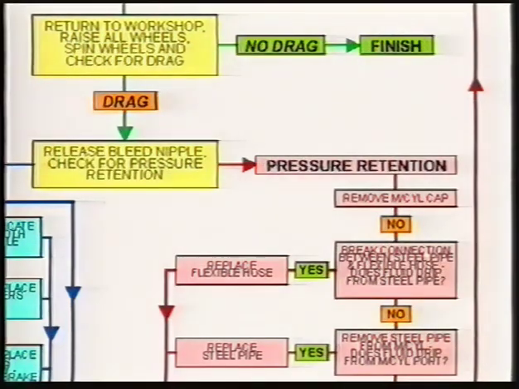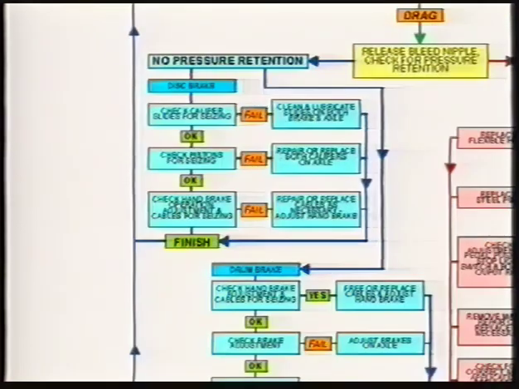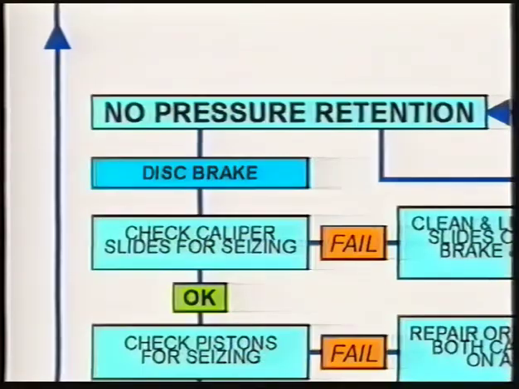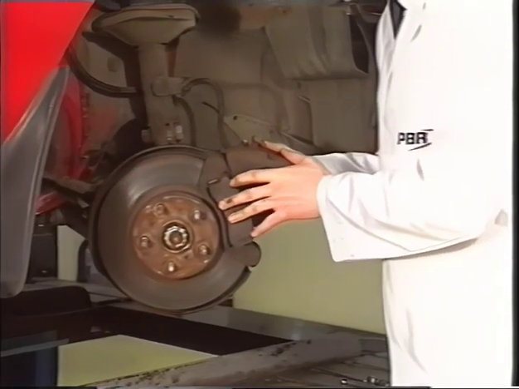Now, before we leave the pressure retention path, here's a hint to help speed the diagnostic process. If two or more wheels are dragging, the problem will most likely lie in the master cylinder area, making it safe to proceed straight to the step on the flowchart that asks you to loosen off the master cylinder retaining nuts. That completes the pressure retention path of the flowchart. We shall now follow the path that would be taken if the fluid discharge from the bleed nipple was normal, indicating no pressure was being retained in the system.